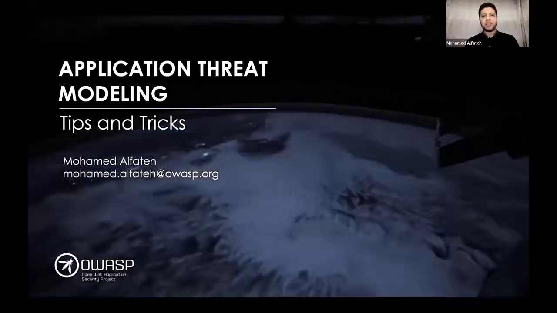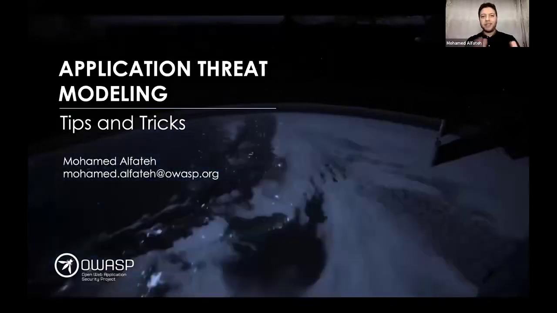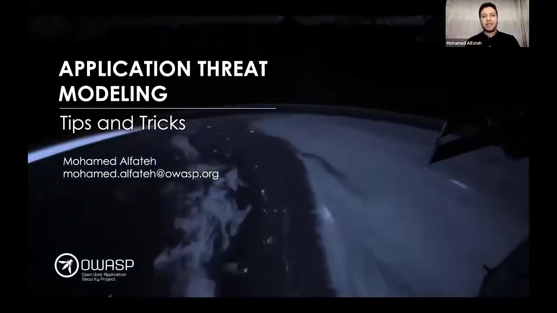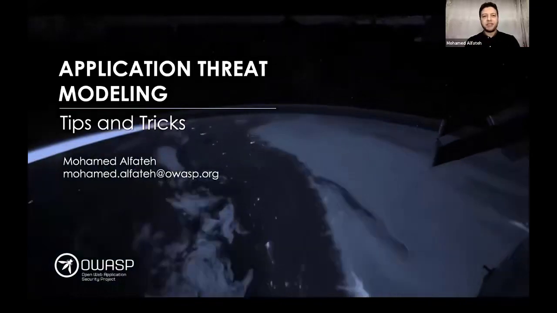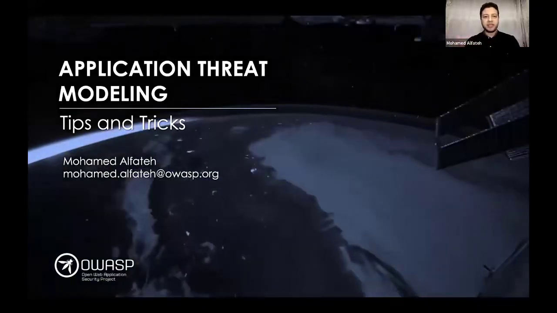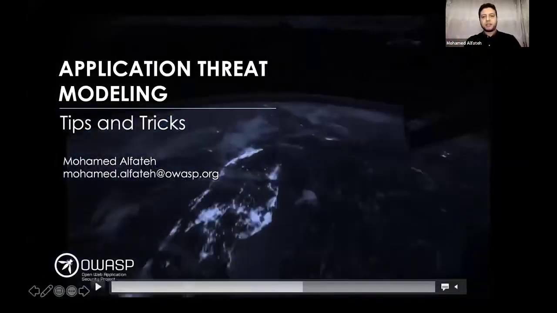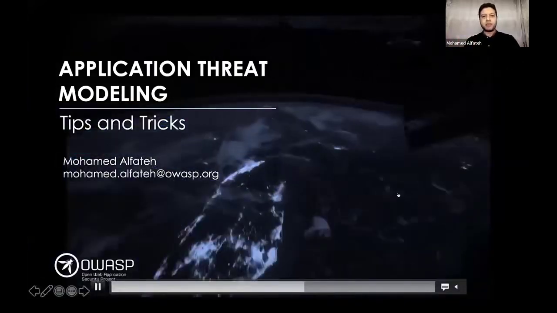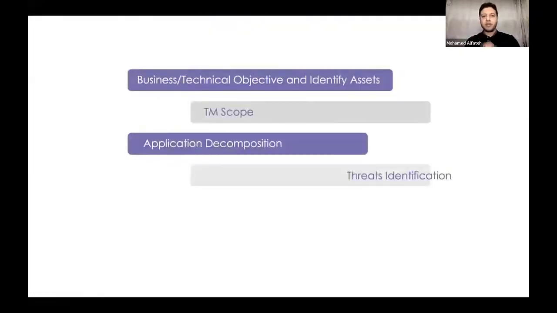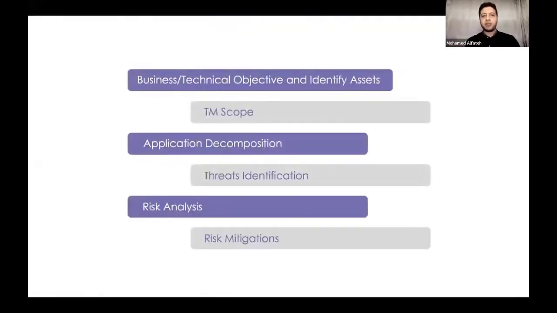Okay, I'll try to go very quickly in the presentation, so we have some time at the end of the presentation for any questions. So if you have any question, please drop it in the chat. Okay, so we are going to cover a number of tips and tricks related to some stages. We're talking about asset identification phase, threat modeling scoping, application whiteboarding, threat identification and risk analysis and risk mitigations.